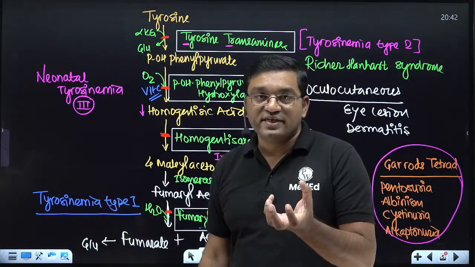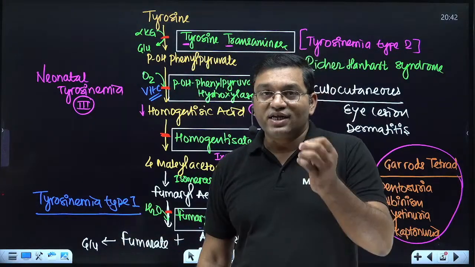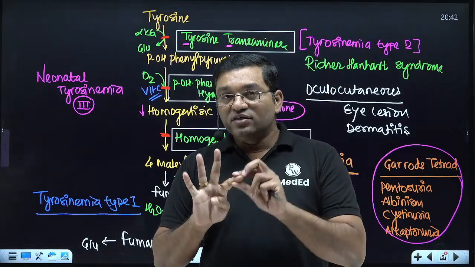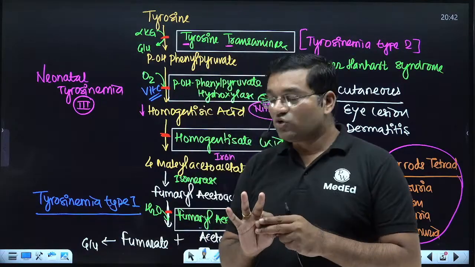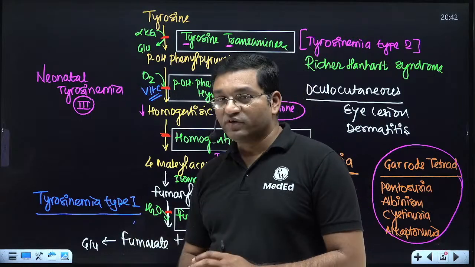There is a boiled cabbage-like odor in tyrosinemia type 1. Now the classical feature, mousy odor, is in phenylketonuria. Urine turns dark on standing. It is in alkaptonuria. Boiled cabbage-like odor, it is tyrosinemia type 1.